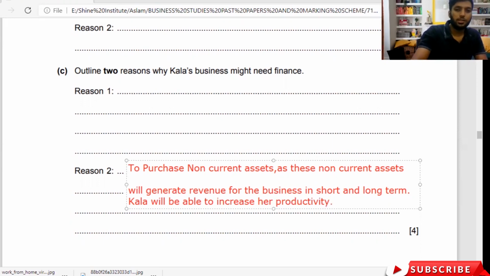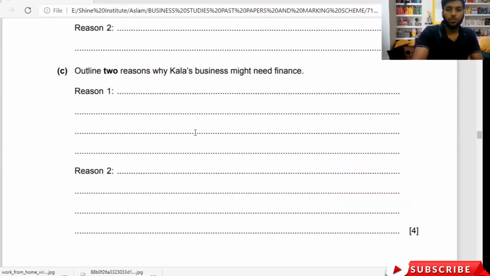So your reason should be something okay for the examiner to give you marks. When he is giving you a mark, he should be satisfied with the reason you are giving. So I have given you the C answer also. Let's move on to the D part. Okay, so I'm going to erase this. Yeah, let's move on to the D part.